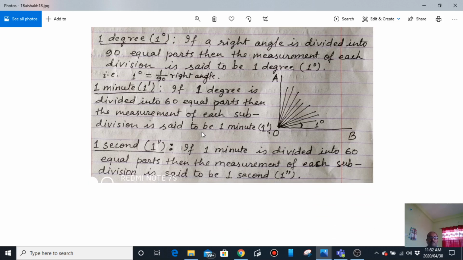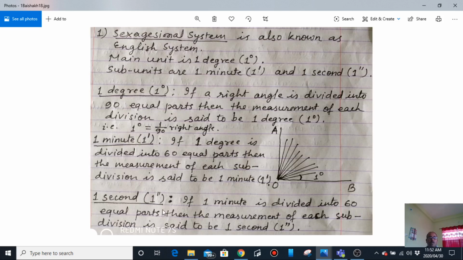Let's go to second. If 1 minute is divided into 60 equal parts, then the measurement of each subdivision is said to be 1 sexagesimal second.